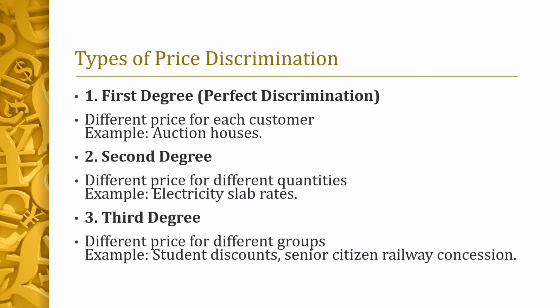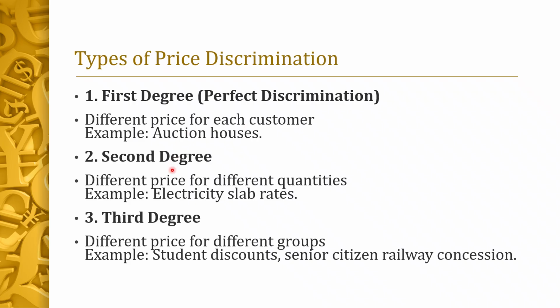Now let's see what the different types of price discrimination are. The first one is first degree or perfect discrimination. This means each customer is charged differently. For example, auctions, bargaining in jewelry shops, right? So here there are different prices for different customers.